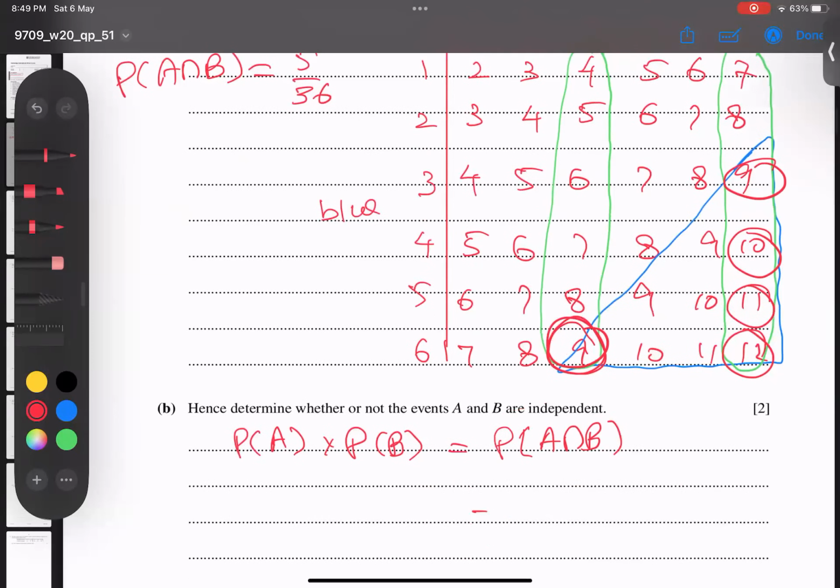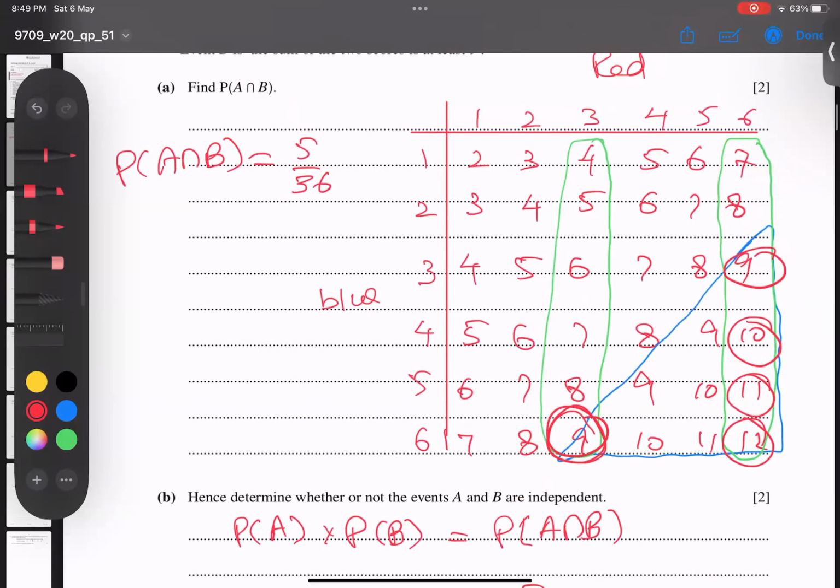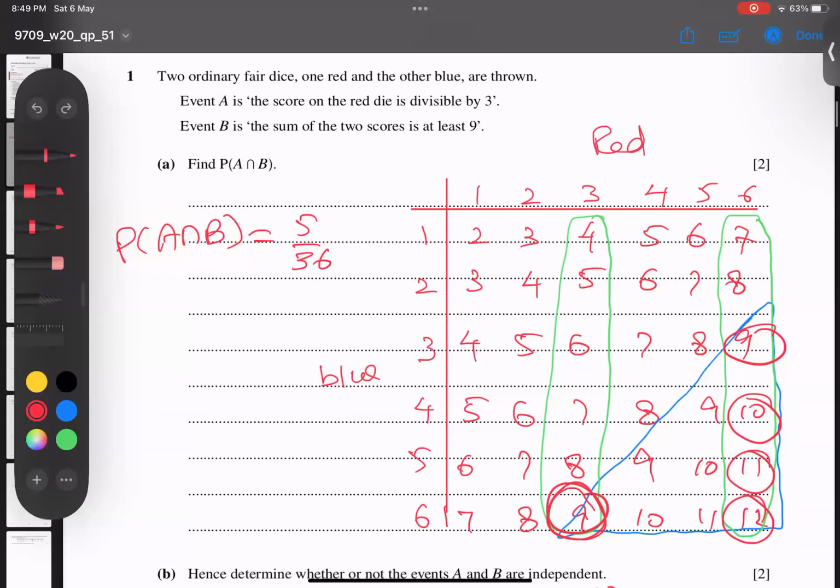Luckily, this value I have already. So Alhamdulillah. What is missing here? I have to find both separately. What is A, students? Divisible by 3, those numbers on the red die divisible by 3. How many numbers are those? If you count, those numbers are very clear.